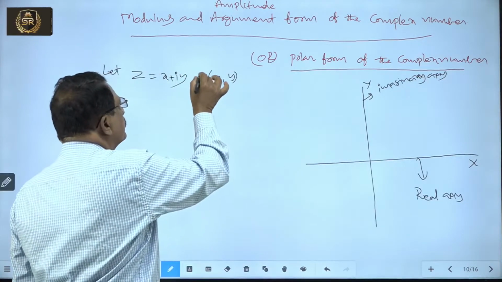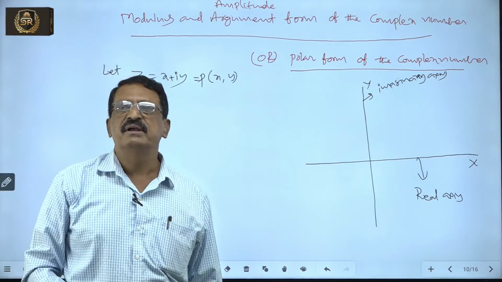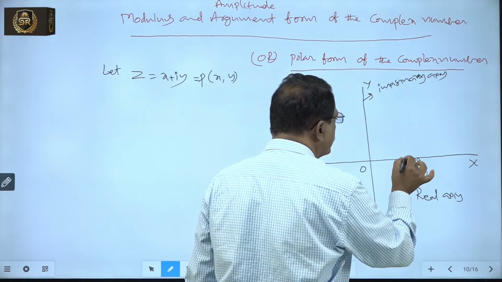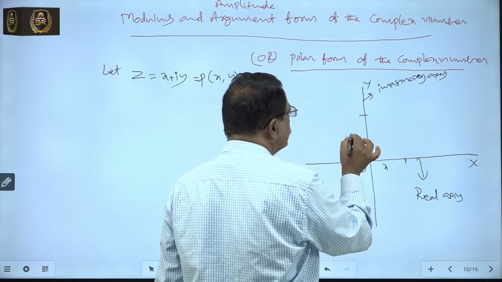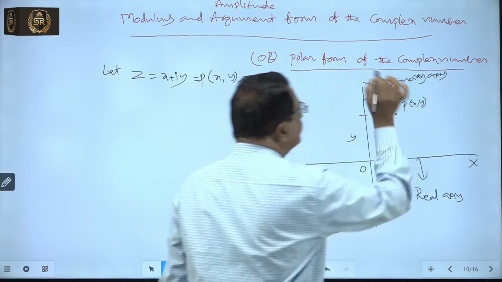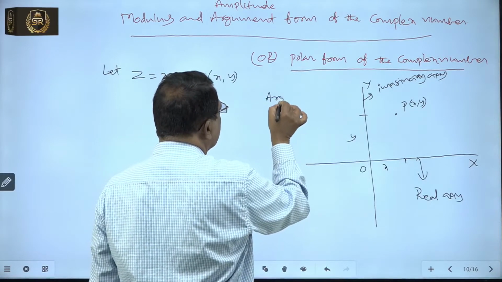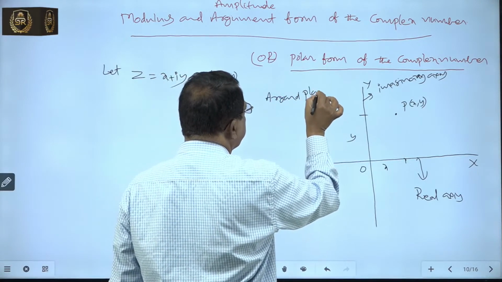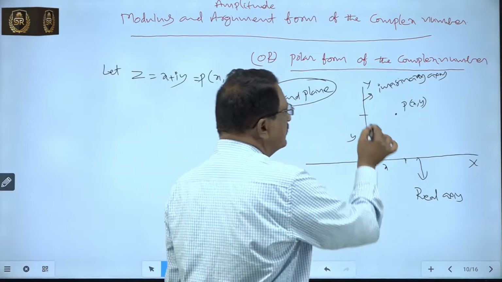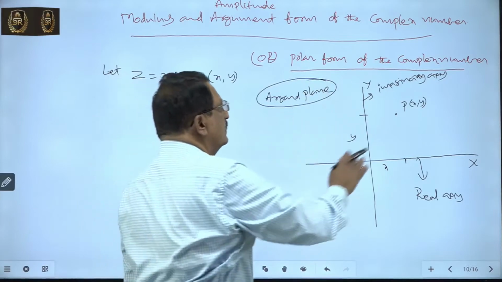Now suppose z equals x plus iy. It is denoted by the ordered pair P(x, y). Now plot P(x, y) on the graph sheet. Suppose this distance is x, and on the y axis, y, giving the point P(x, y). Now this plane is called the Argand plane. In this chapter, the x axis is called the real axis, the y axis is the imaginary axis, and the plane is called the Argand plane.